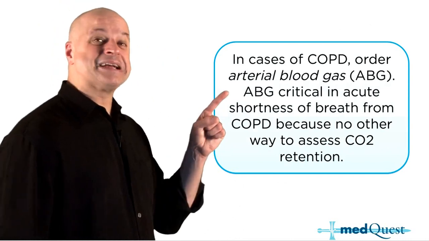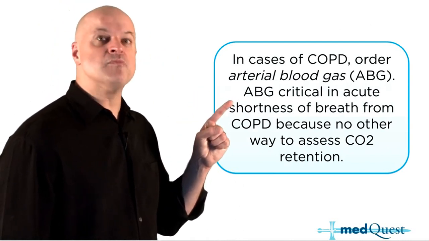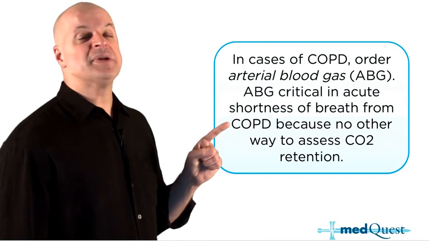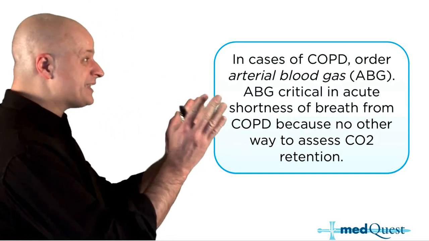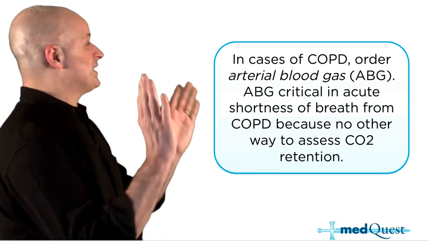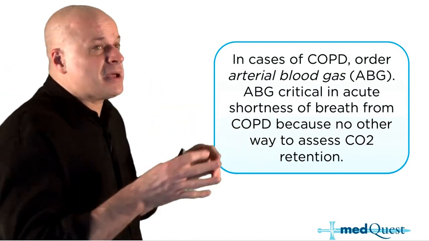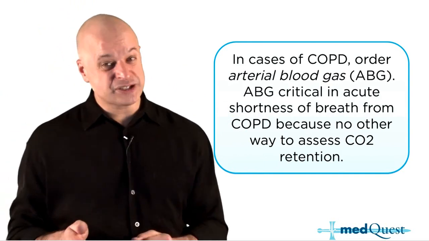Now, remember, in COPD, the arterial blood gas is more important than in asthma because in COPD, you need to assess the carbon dioxide level. In asthma, you don't as much, but in COPD, the only way you can tell if I'm retaining CO2 is the blood gas. That's why it's much more important.